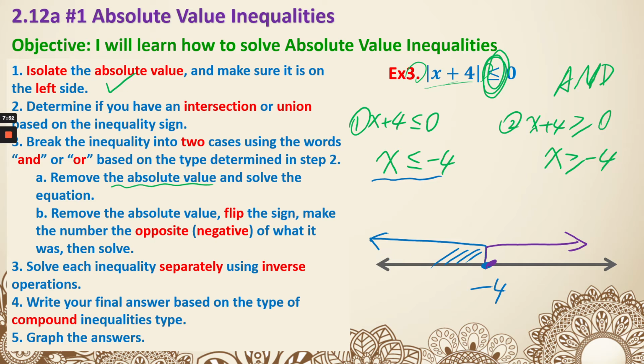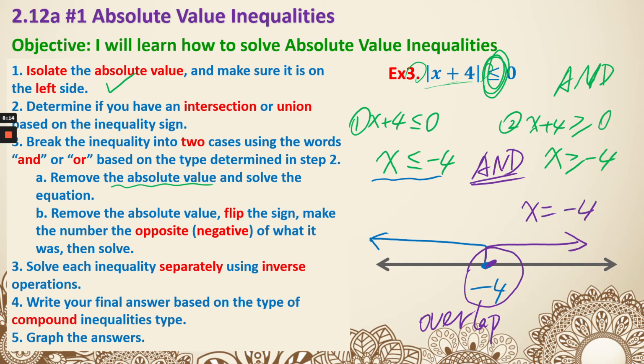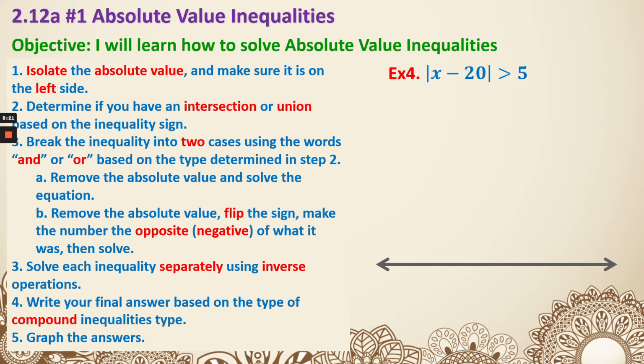So if you're ever wondering, I shouldn't actually shade that part. You're like, wait, then what am I looking for? Well, the keyword is and. So you are looking for overlap. In this case, one pointing to the left, one pointing to the right. They don't have big portion of overlapping. However, they do have a point that they share, which is right here. So the final answer is x equals negative 4. So that is example 3.